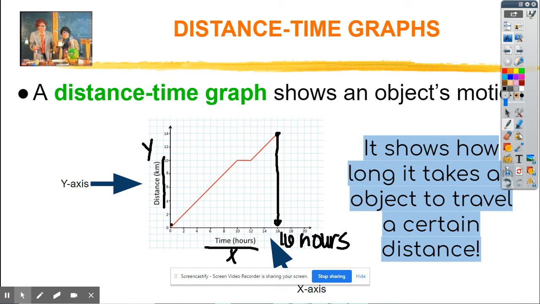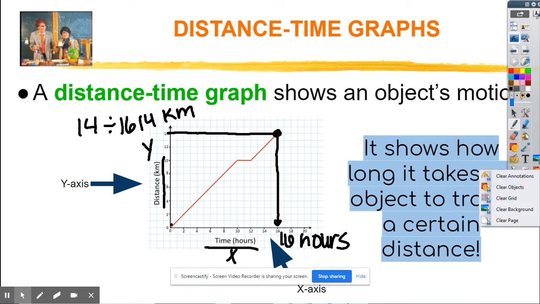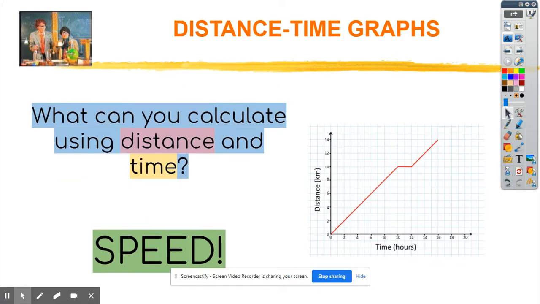So it traveled for 16 hours, and how far did it go? It went all the way up here, which is 14 kilometers. To find the average speed of the object, we would do distance divided by time, which is 14 divided by 16, and that would give us a decimal. So these graphs are showing us the speed, but they're also showing us the distance and the time in hours, and each section of the line shows something else, and we'll go through that.